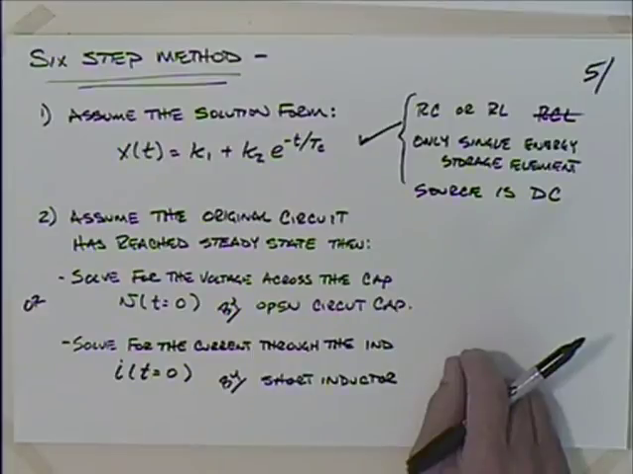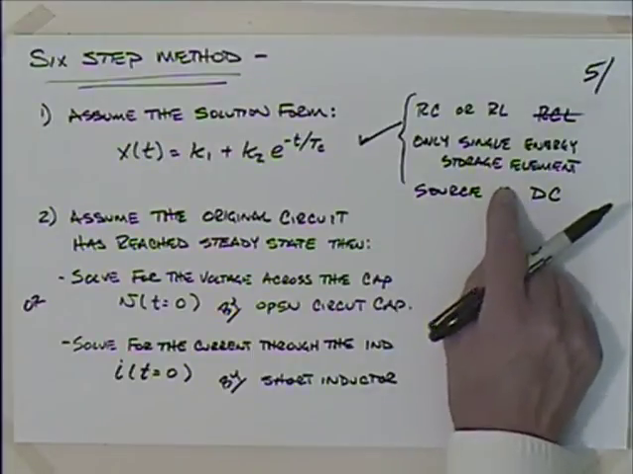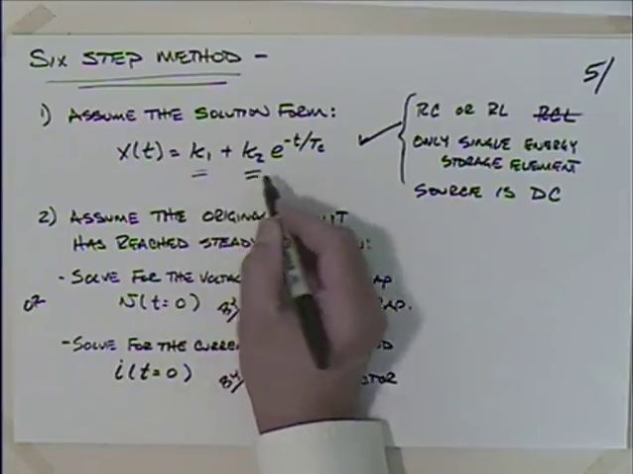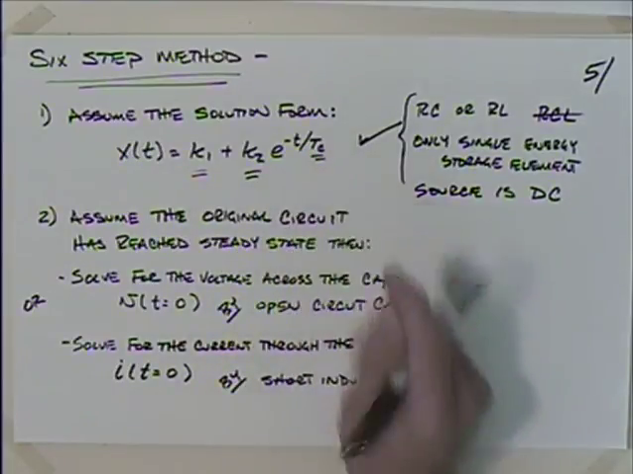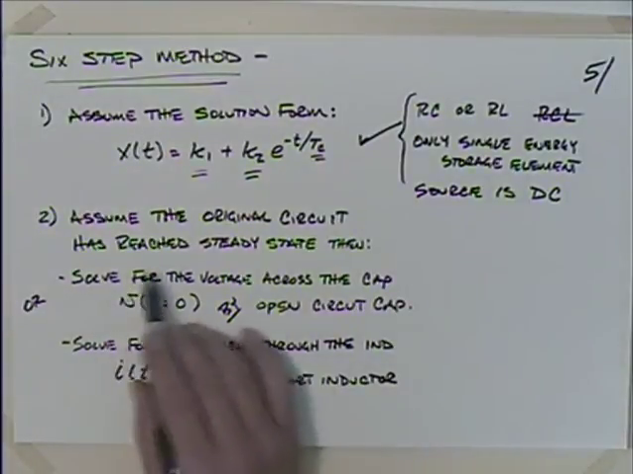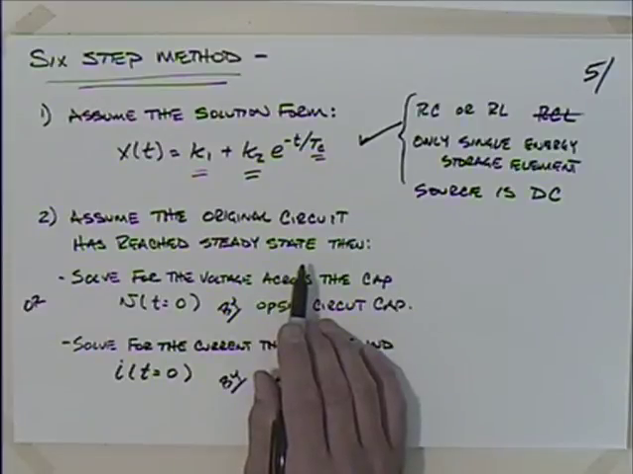So with that, if these conditions are true, the solution is going to look like this. Then it's our task to find K1, K2, and the time constant. And the other five steps are how we do it. So we want to assume the original circuit has reached steady state. We haven't all of a sudden just started with this circuit. It has had time to sit there and equilibrate.